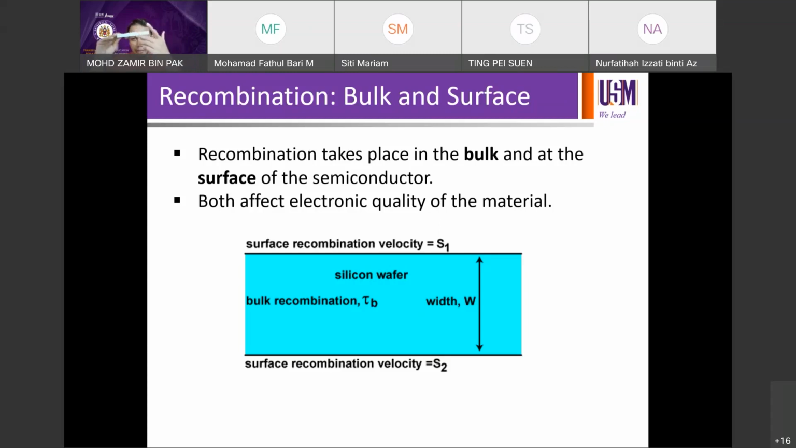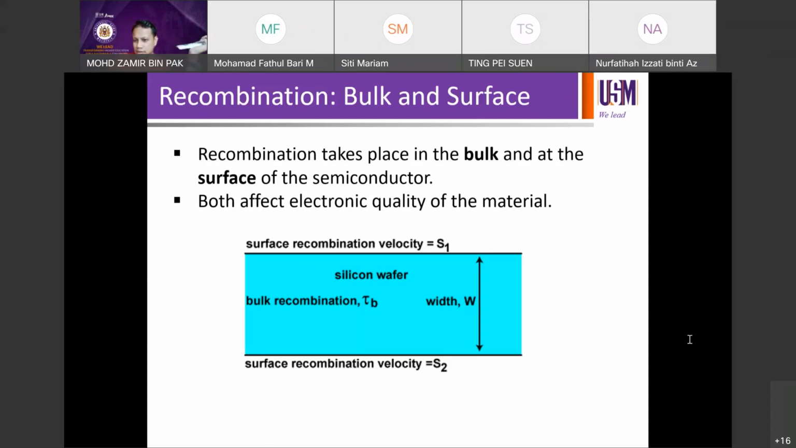Because if you reduce the W, your bulk recombination will reduce, isn't it? But the surface remains the same. So my question is, will surface recombination dominate over the whole recombination, whether it is in a thick device or in a thin device?